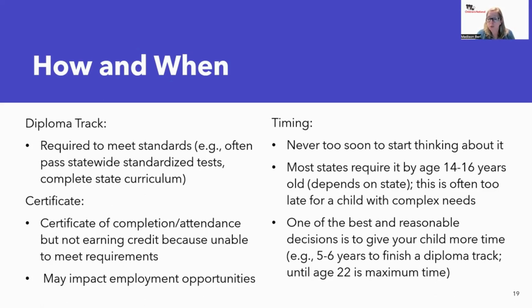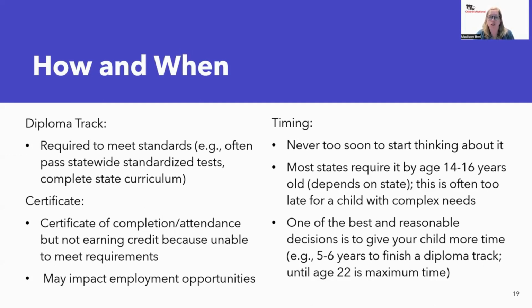One of the best and most reasonable things to do is to give your child more time. A lot of people don't know that you can do a diploma track high school education in 5 years. You don't have to do it in 4 years. You can do it in 5. You can do it in 6. Most of the kids that I work with, that's the best thing you can do: give them more time. They don't have to do all 7 classes in one semester. Have them do some other things. That's one of the things that are so hard.